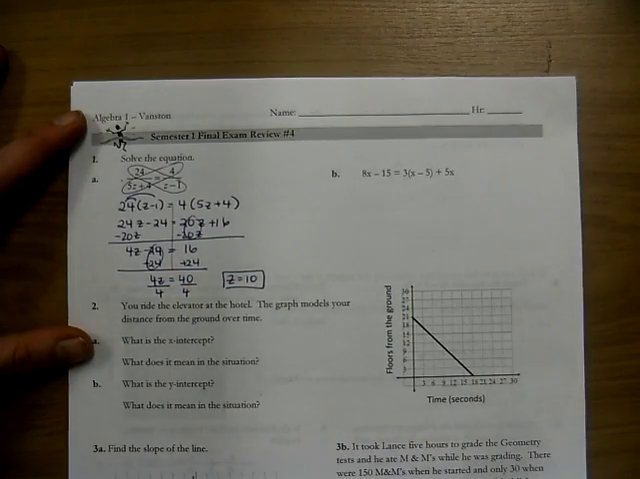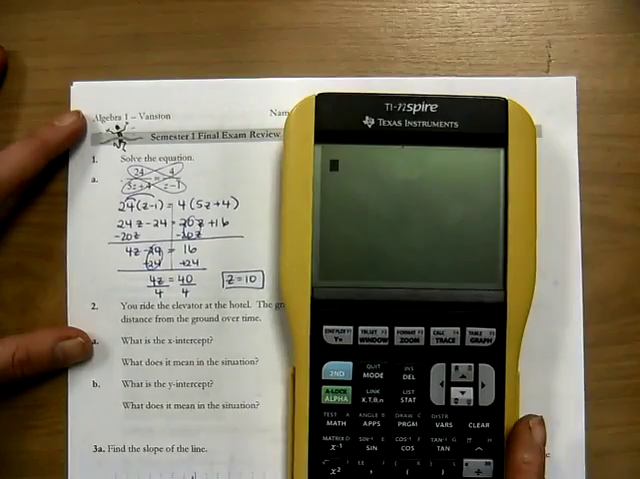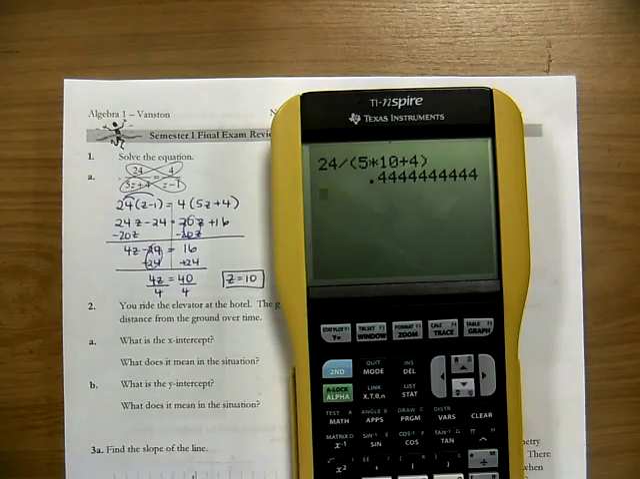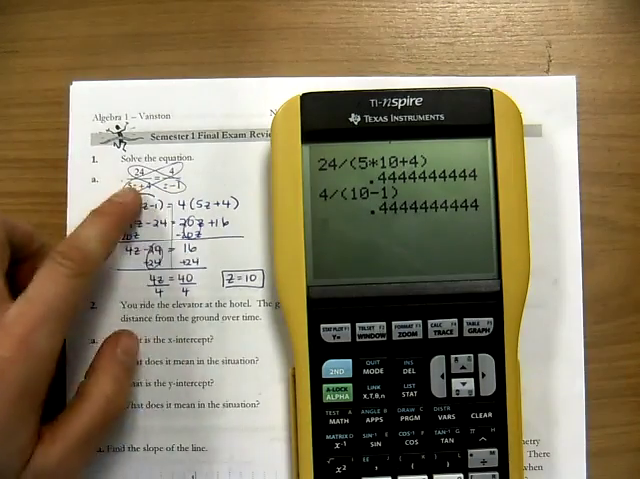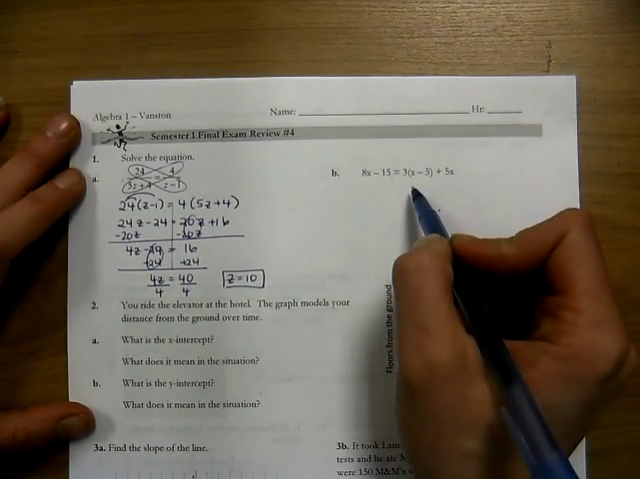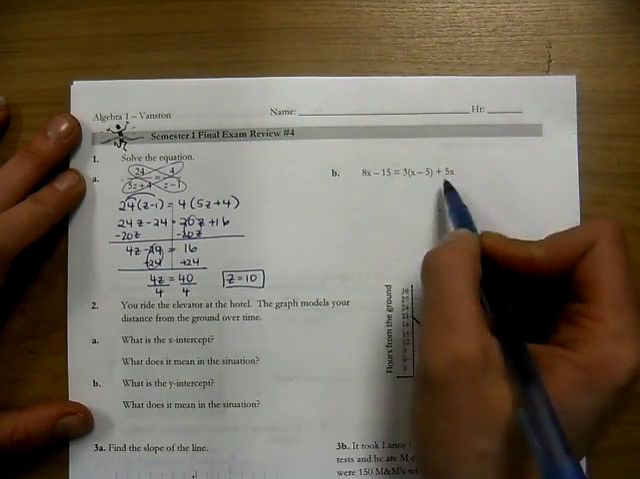Now, like we've talked about in class and in previous videos, I can check my answer. So I can do 24 divided by 5 times 10 plus 4. That equals 0.4 repeating. Then if I look at the other one, if I do 4 divided by 10 minus 1, that also equals the same thing, so we're good to go. We checked our answers.